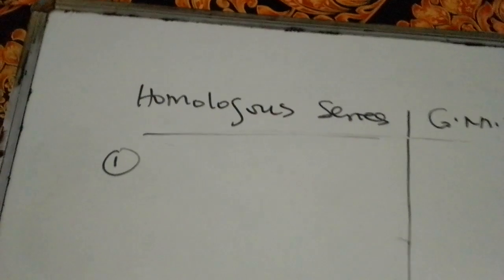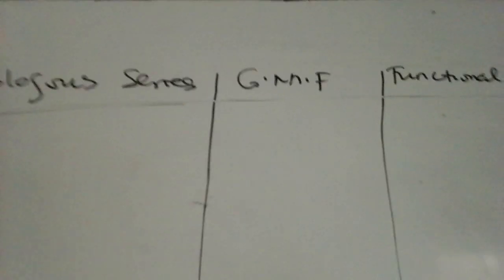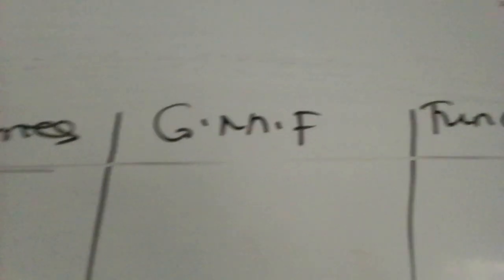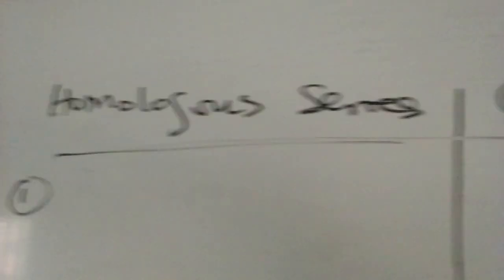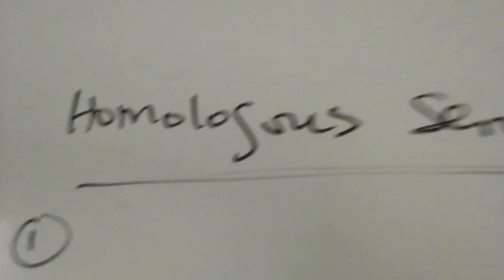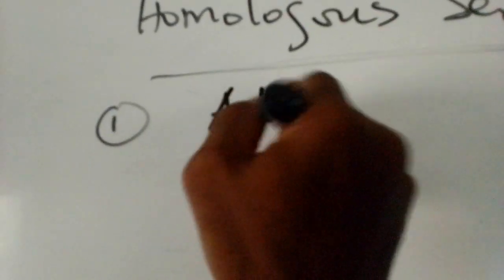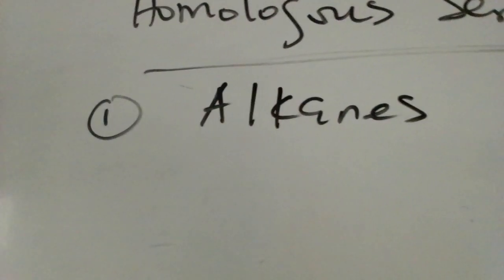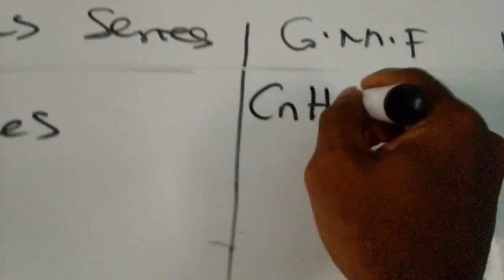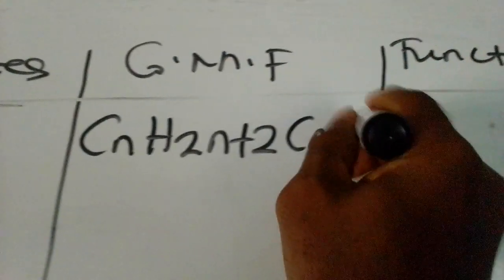In the table, the first column is the series, then GMF, meaning general molecular formula, the second column is the functional group, and then example. As I said in the early part of this video, we are going to focus on the homologous series derived from alkanes, or the aliphatic homologous series. So the first one we're going to look at is the alkane homologous series. The GMF of alkanes is CnH2n+2, which I've done in our previous video. n starts from 1.